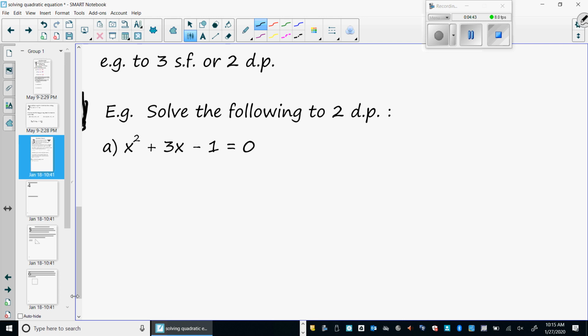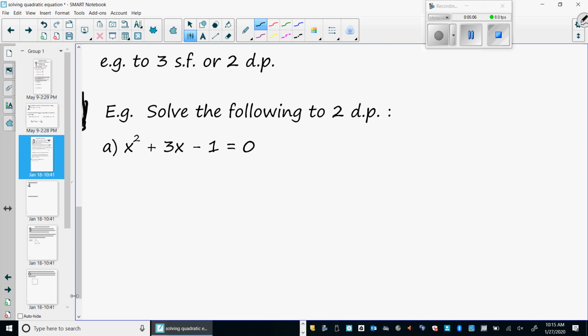Okay, so here's our equation. Solve the following to two decimal places. So already we're thinking, aha, I need to use my quadratic formula. Hopefully you can see that there's no way of multiplying two numbers to get -1 and adding to get 3, because obviously the only way of getting 1 is 1 and 1, and that's never going to add to 3, okay? So we can't factorize, we're going to use the formula.